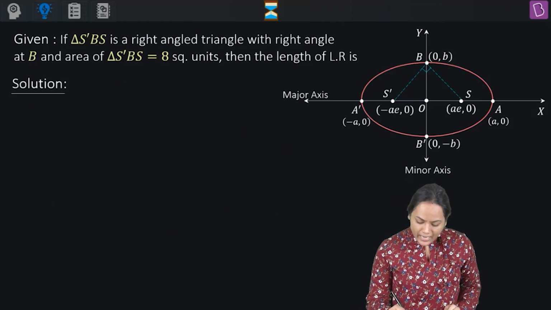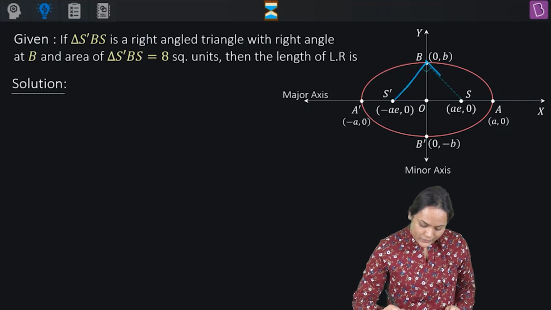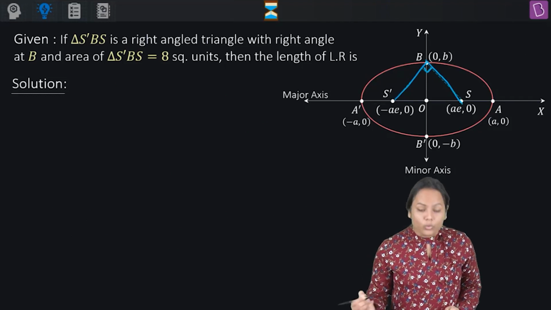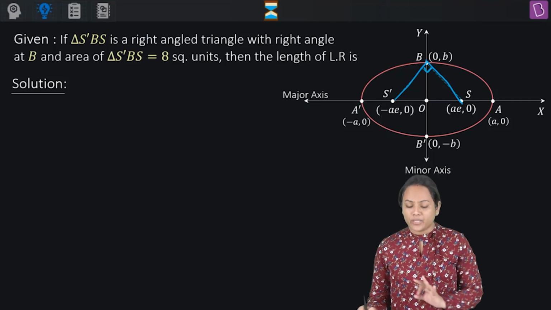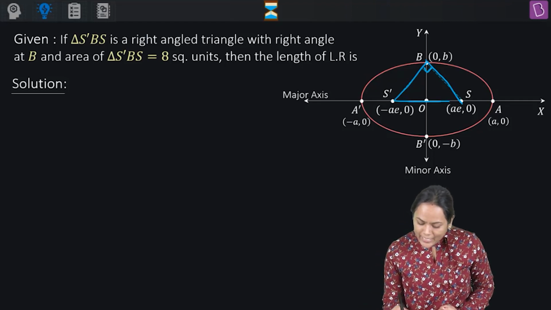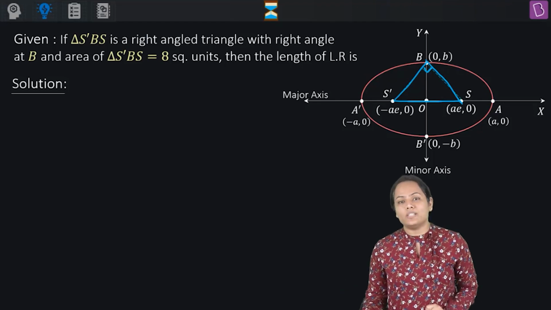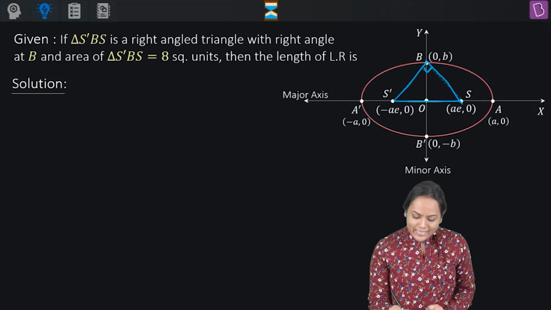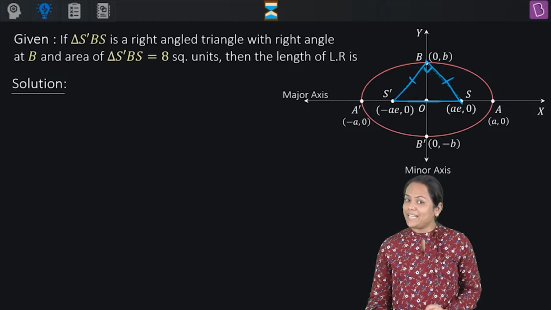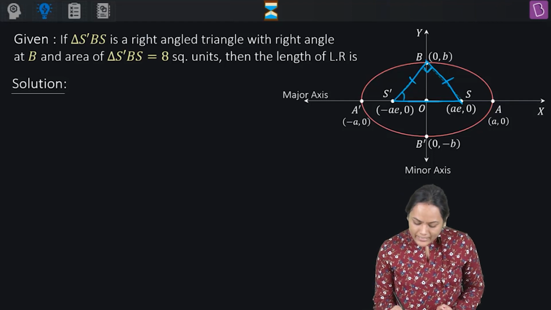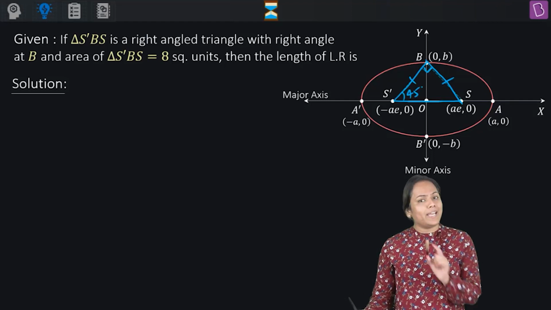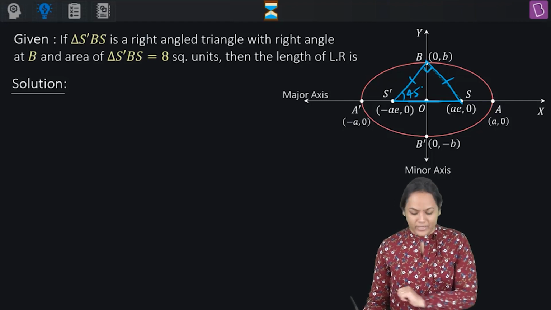First of all, I'll have this as a right angle triangle, right? So guys, if you see the figure, this triangle S'BS is a right angle triangle, and I know this is an isosceles triangle also, because my S'B and BS will be same. That means angle S' will be 45 degree as well as angle S is also 45.